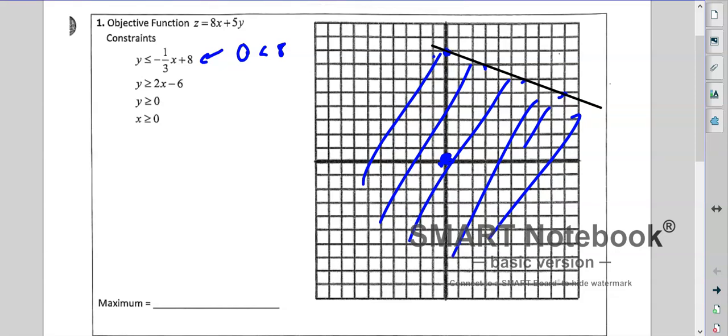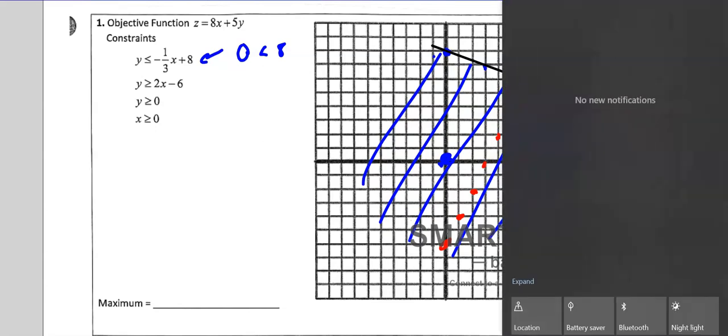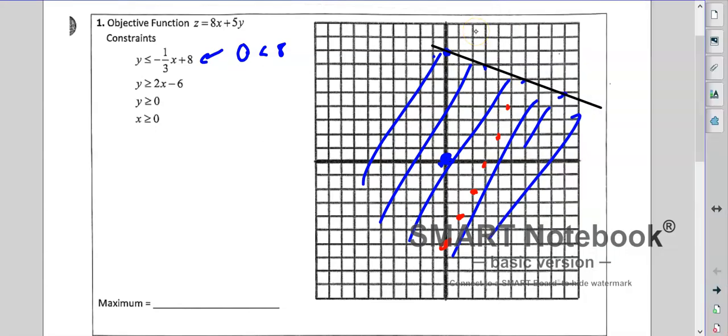2x minus 6. So negative 6 is down here, 1, 2, 3, 4, 5, 6. And the slope is 2 over 1, which means up 2, right 1. Up 2, right 1. I'm going to keep going. And lo and behold, I have a magic number here, or a point. And I'm going to draw a line as best I can through those points, like so.